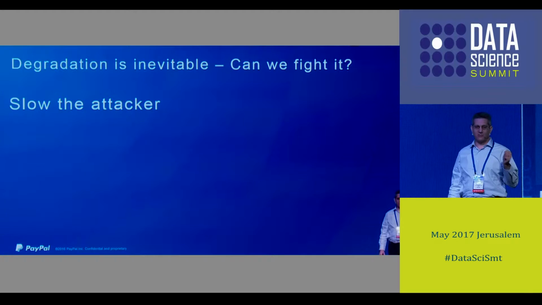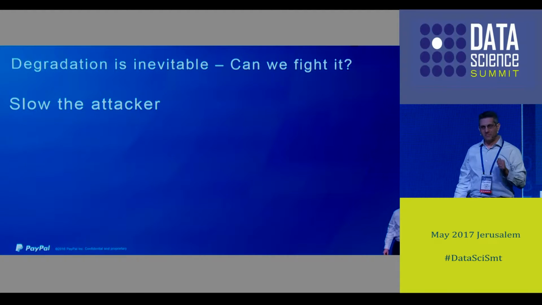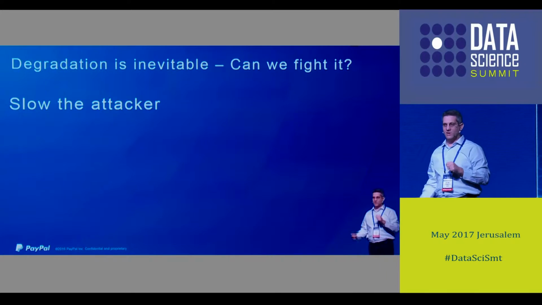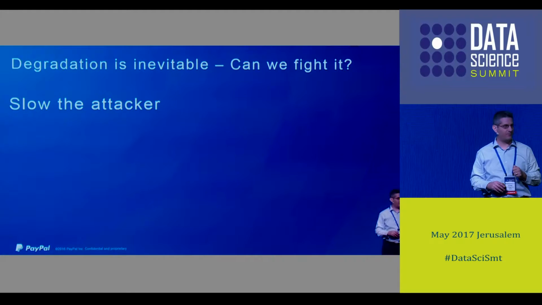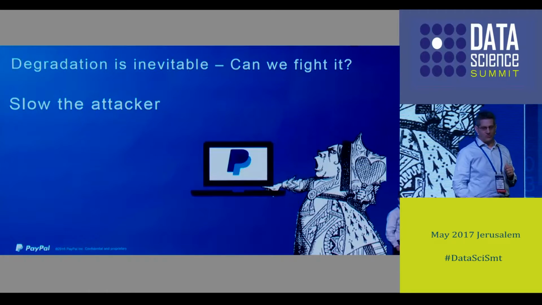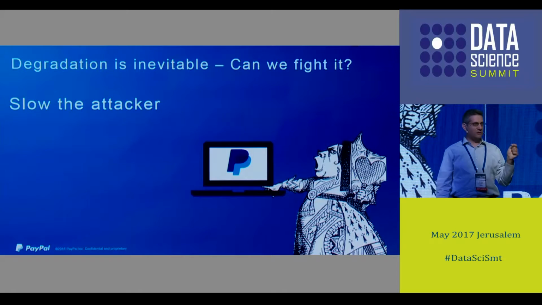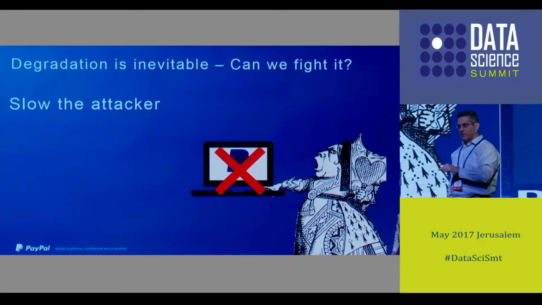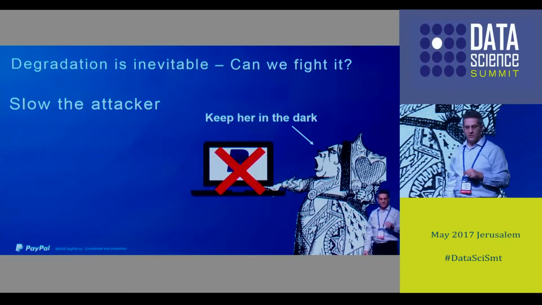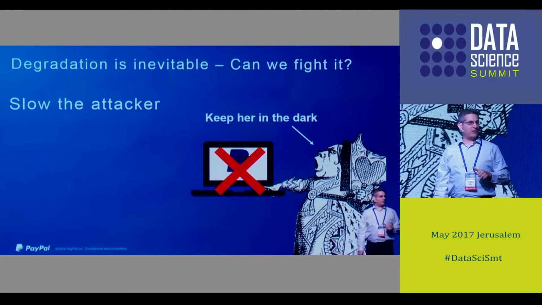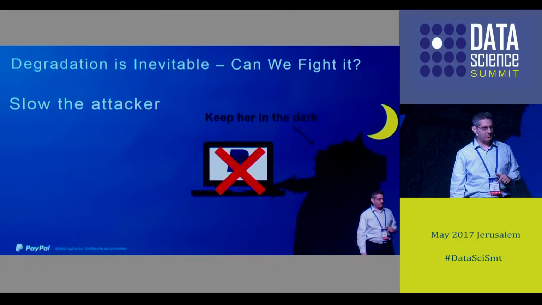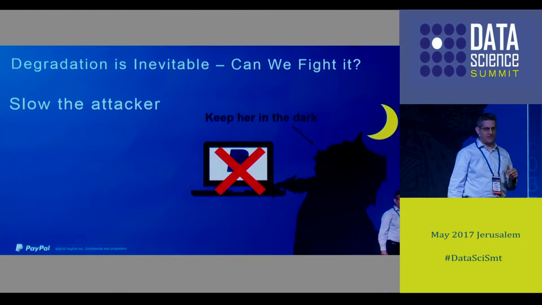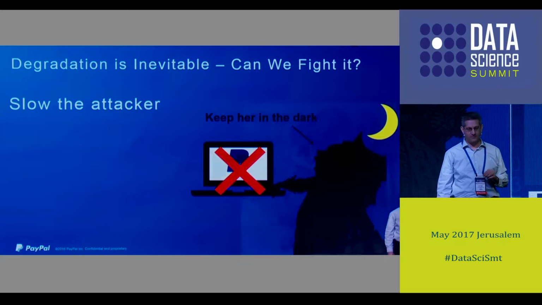As we said, degradation is inevitable, but there are some things that we can do in order to slow it or prevent it. The first thing to do, we want to slow the attacker. We want to keep her in the dark. So we want to keep limited information about how we train our models, which modeling techniques we build, how we build our training sets, and how we evaluate them.